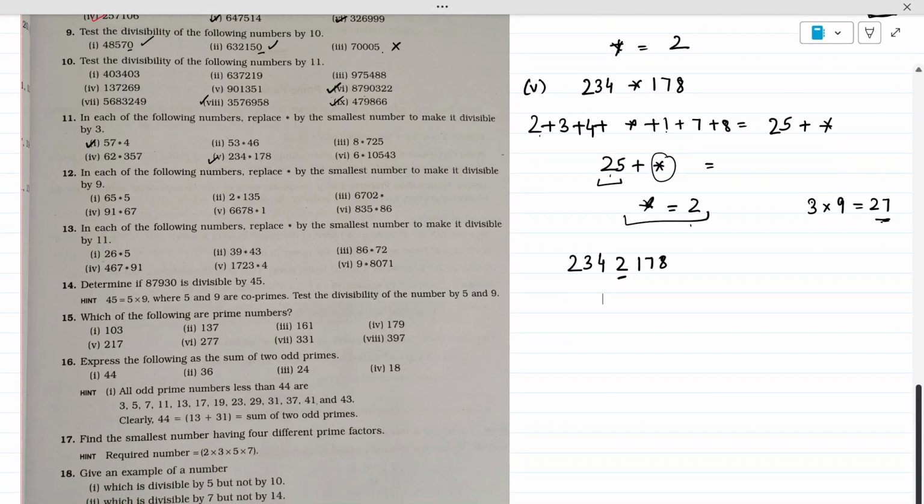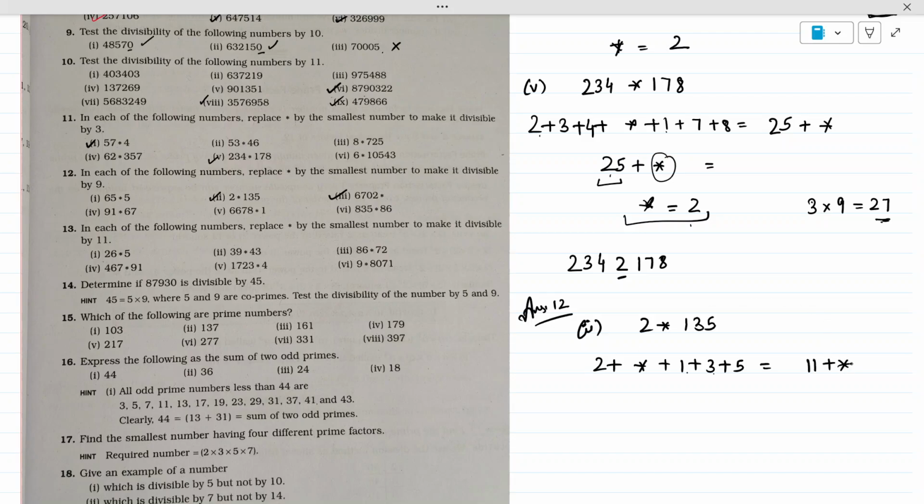Next, what we have here is 9. Okay, so for 9, question number 12. For 9, again, the sum should be a multiple of 9, like in 3 it should be a multiple of 3. In 9, it should be a multiple of 9. So again, I'm taking two parts, the second and third here. Second question, we have 2 star 135, which I can write as 2 plus star plus 1 plus 3 plus 5. So it will give us what? 5 plus 3, 8 plus 1, 9 plus 2, 11.